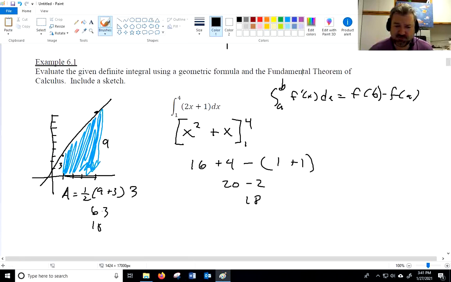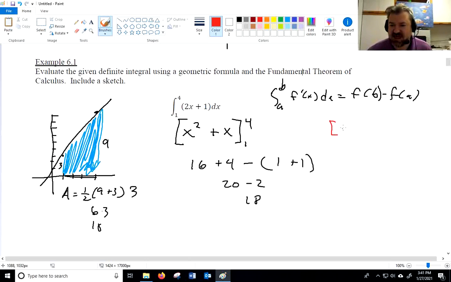Keep in mind, though, we were only able to find this area because this was a geometric shape. More in common ways, we're not going to be able to get anything but an approximation with a geometric shape, and we'll need to use the fundamental theorem to get the exact area. So I mentioned that I didn't need a plus c. Well, let me talk about why I don't.